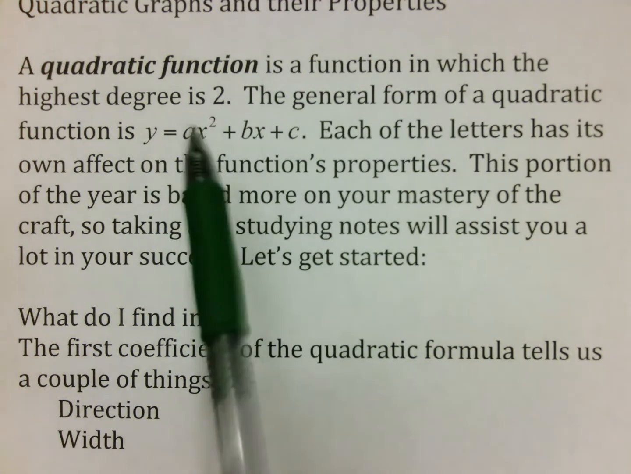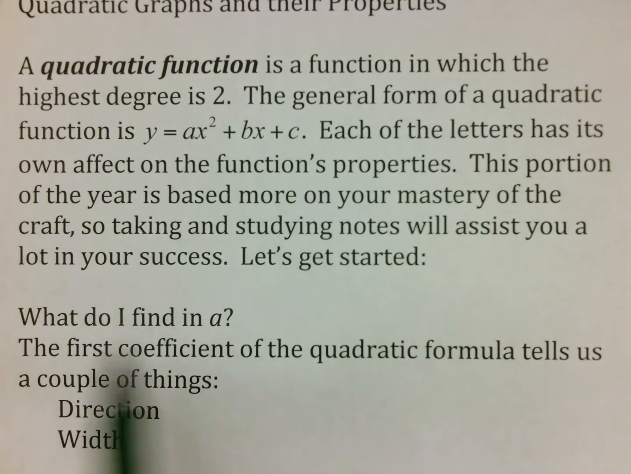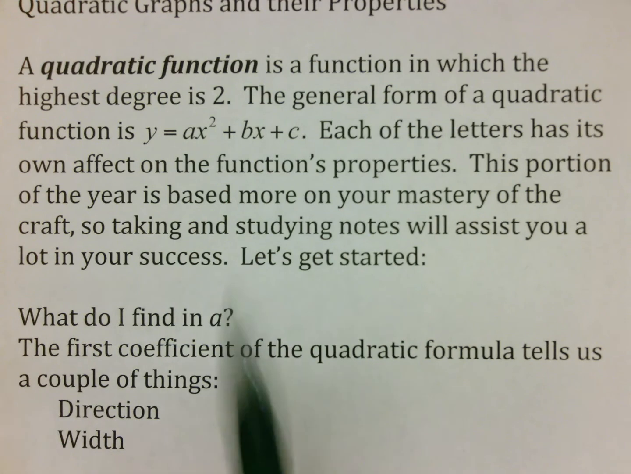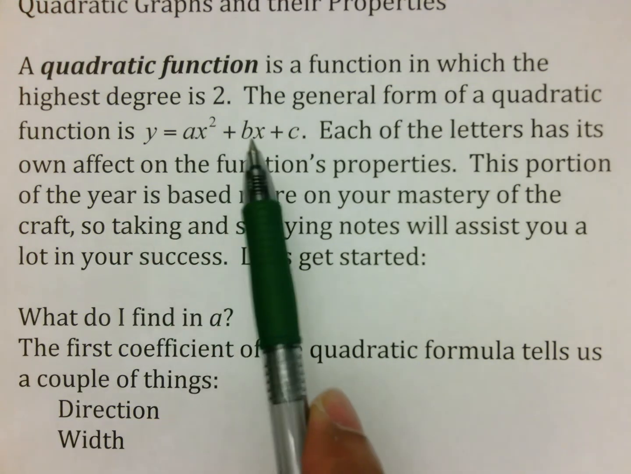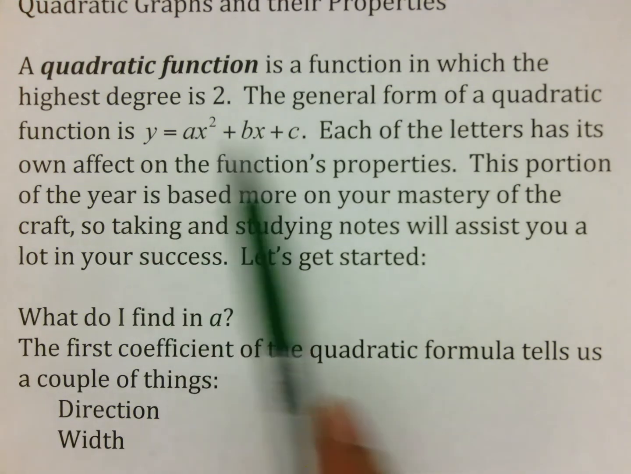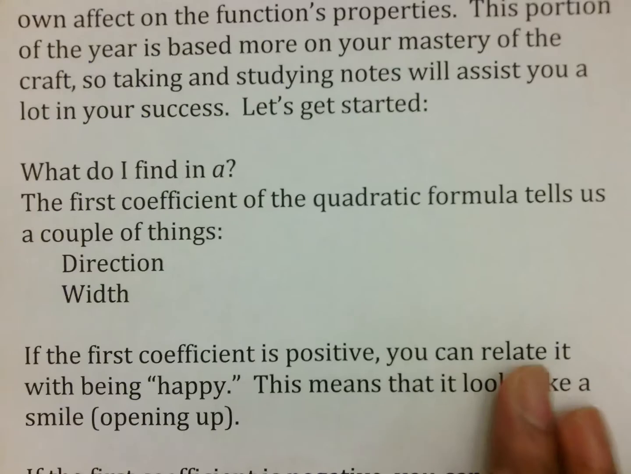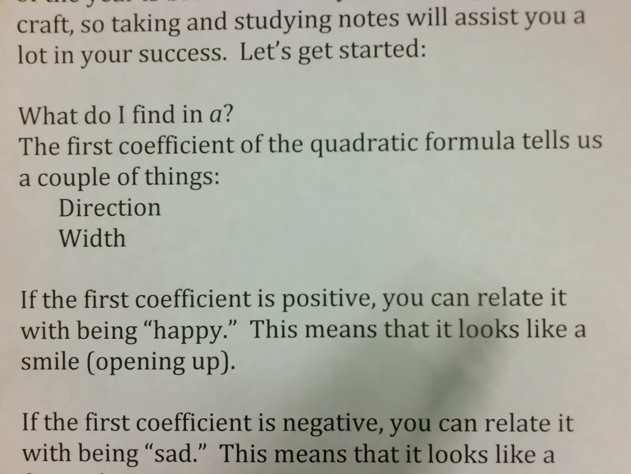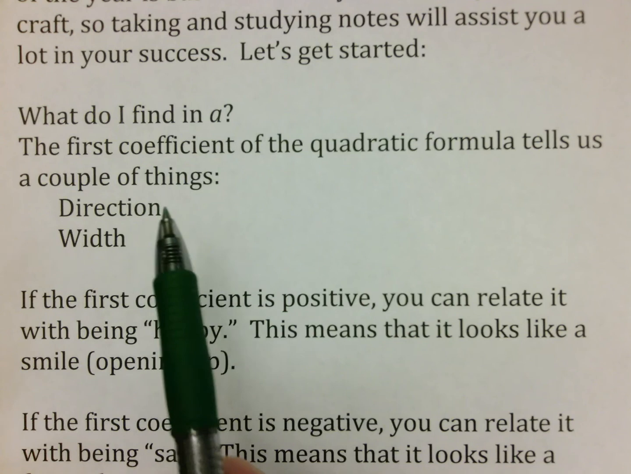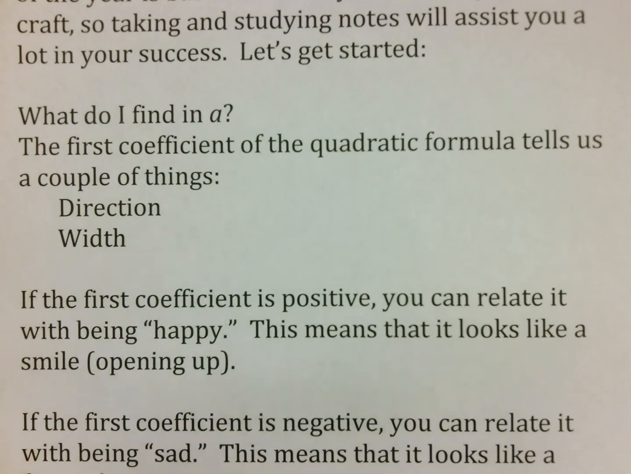So what we're going to do right now is try to get to just 2 letters. We're not going to talk so much about B today, but A and C are our focus of today's work. So what do we find when we look at A? Jot these down, and when I say take notes, it doesn't mean copy every word, but just jot down the general idea of what's going on in a way that you understand. A tells us a couple things. It tells us the direction of the graph. It tells us the width of the graph.